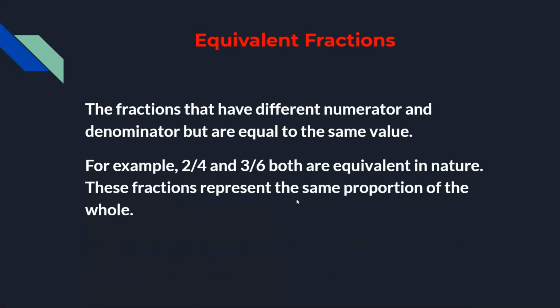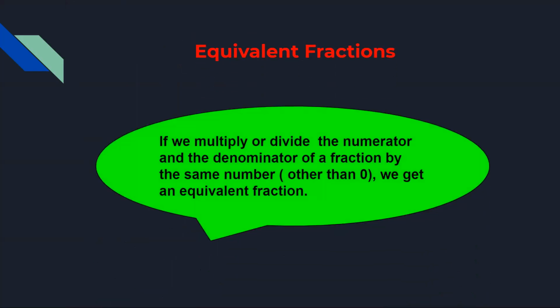When we reduce 2 by 4 and 3 by 6, we get the final answer 1 by 2, which is the same value. So we can say that 2 upon 4 and 3 upon 6 are equivalent fractions. With some examples, we will continue learning about equivalent fractions.